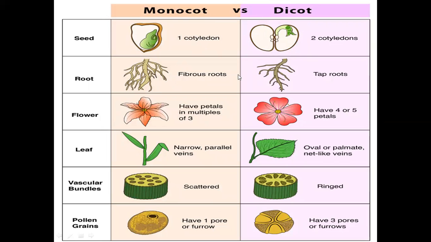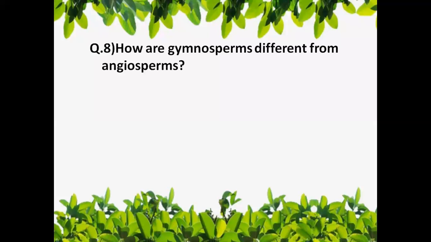Then about the root system, which is fibrous in monocots and taproot in dicots. Then about the flowers, monocots have petals in multiples of three, but the dicots have multiples of four or five petals. Then the leaves are very narrow, but in case of dicots, they are oval or net-like in structure. The vascular bundles are scattered, but in dicots they are ringed, and the pollen grains have one furrow in monocots, and three furrows in dicots. So this is just to give a more in-depth knowledge of the difference between monocots and dicots.